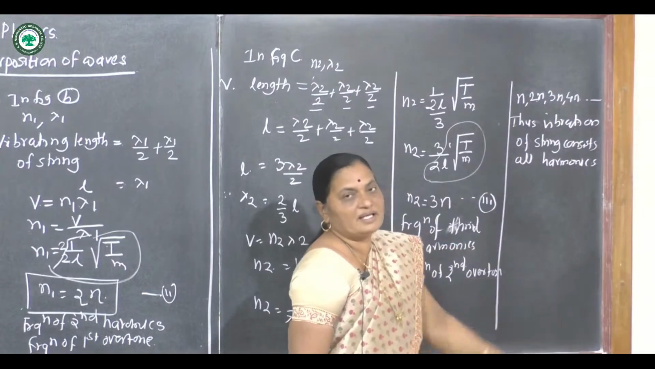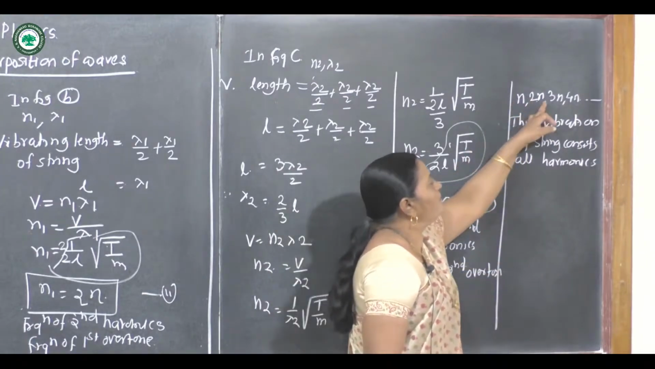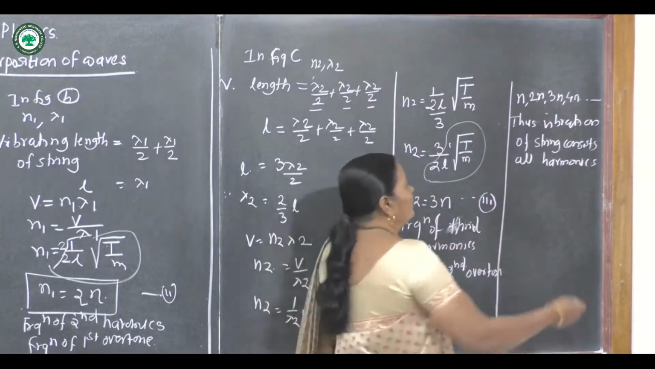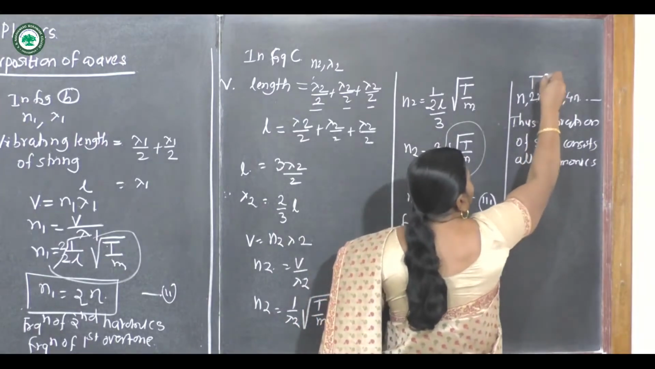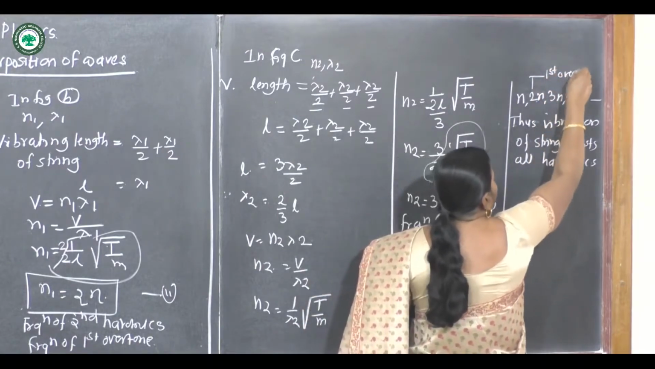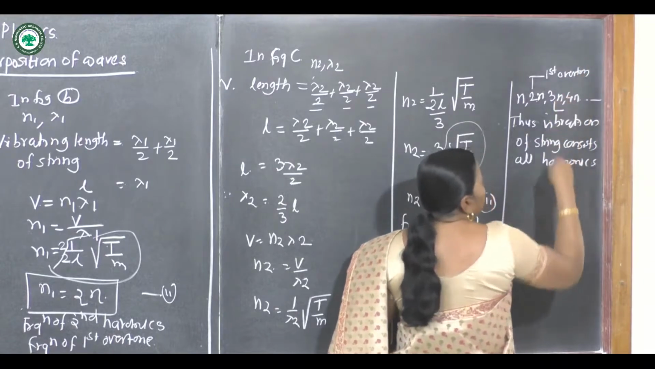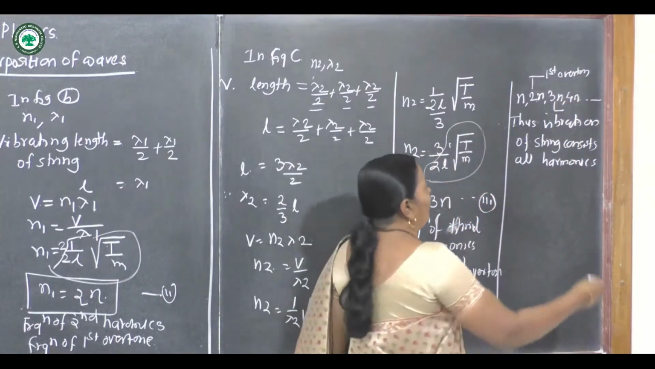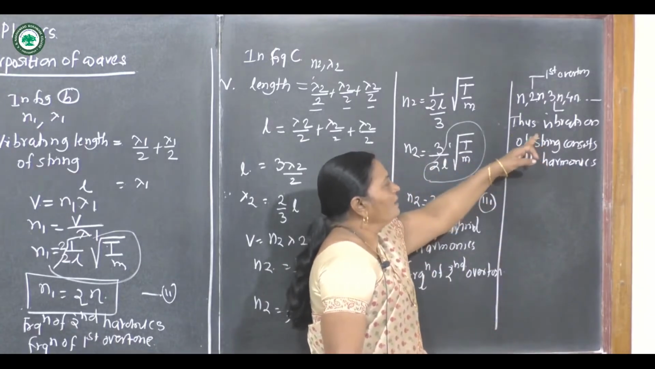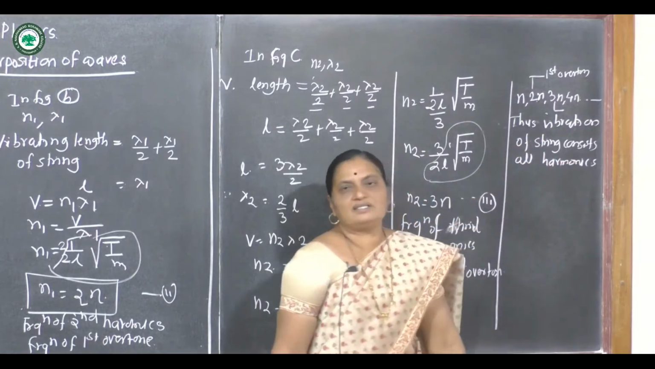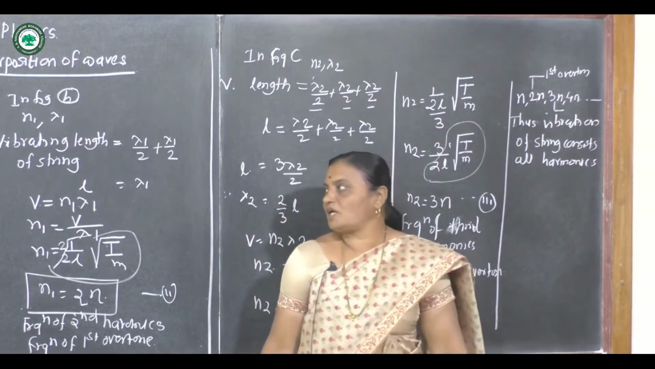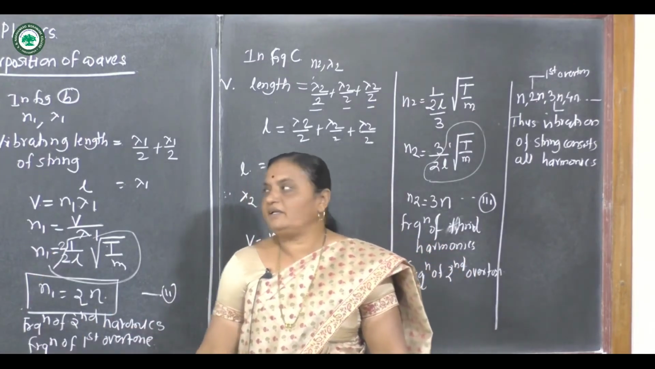What are harmonics here? The integral multiples of the fundamental frequency are called harmonics. Now 2N is called the frequency of the first overtone. This is the frequency of the second overtone, and so on. Thus we can say that the vibration of the string consists of all harmonics. Therefore, all harmonics are present in a vibrating string.